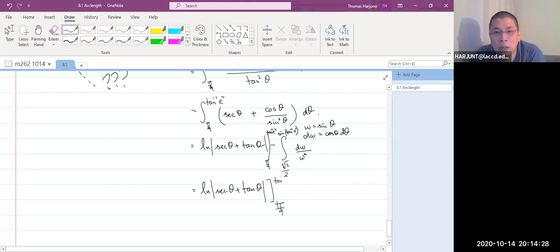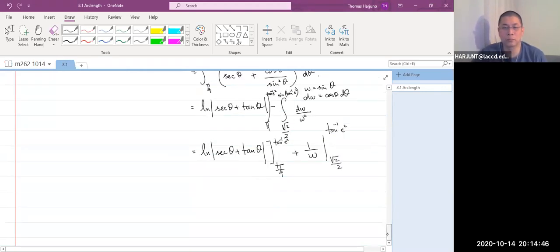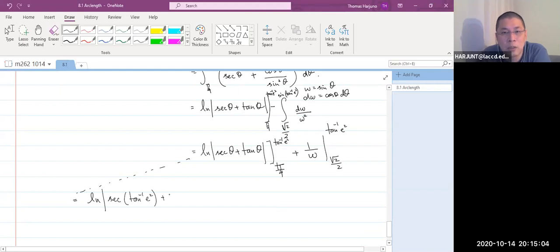That's tangent inverse of e squared, minus, now it becomes plus, 1 over W from radical 2 over 2 to tangent inverse of square. Then carry this to very far left. So this is natural log of secant of tangent inverse of e squared plus tangent of tangent inverse of e squared.